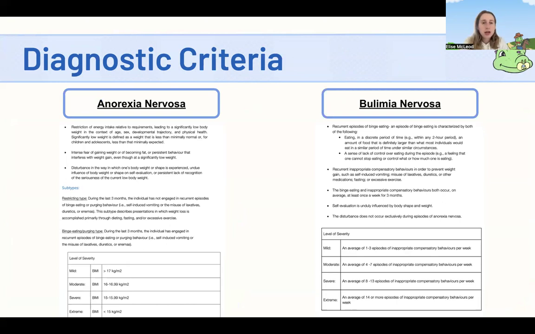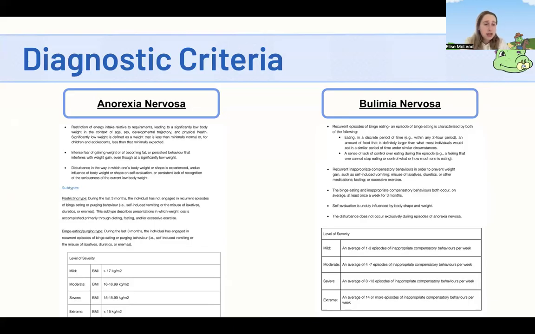So anorexia involves a restriction of energy intake, which most often, although there are subtypes now where the child or adolescent is in the healthy weight range, but most often they have a significantly low body weight. You can see the severity levels classified by BMI in the table there. And the child or adolescent often has a very intense fear of gaining weight. And they have a disturbed perception of their own body image.